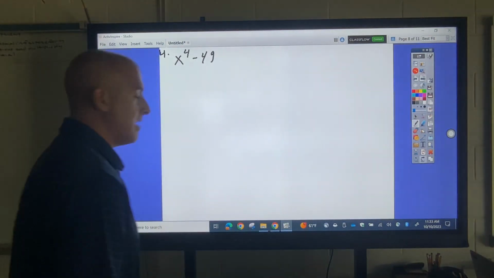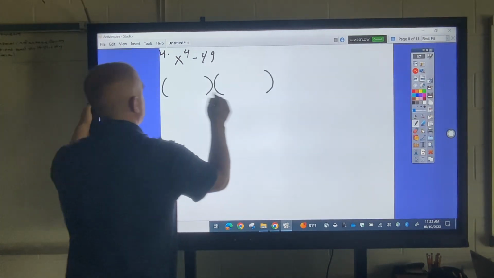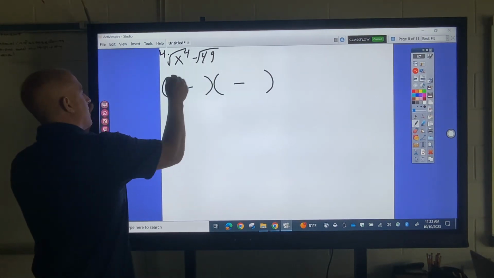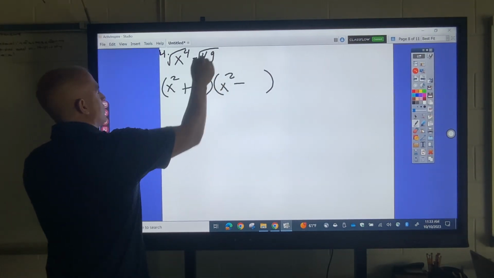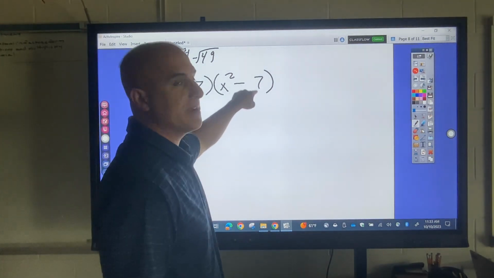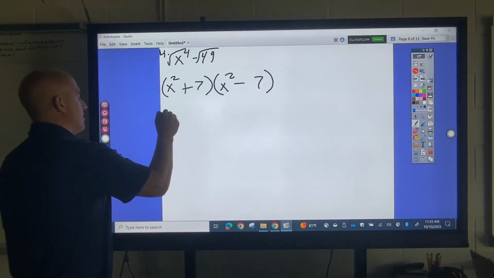Okay, all right. Now, this one, plus minus, square root, that's x squared, square root of 49, 7 and 7. I cannot break this down anymore because square root of 7 is not a perfect square root. So now I'm going to go ahead and solve these.